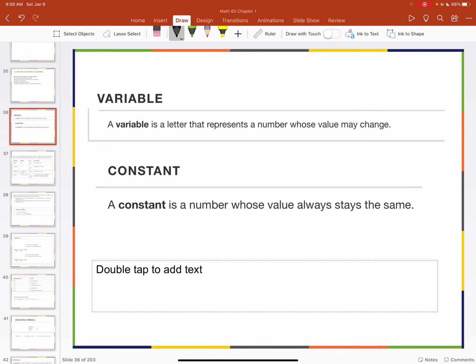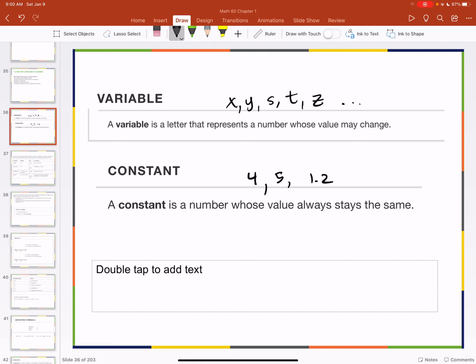So let's get started. So what is a variable? It's a letter that represents a number whose value can change depending on the situation. So some examples are X, Y, S, T, Z, and so on. And a constant is a number whose value always stays the same. So constants, you can just think of them. If you see a number, you can also call it a constant. Okay, because it's not going to change. 1.2 is 1.2 wherever we see it.